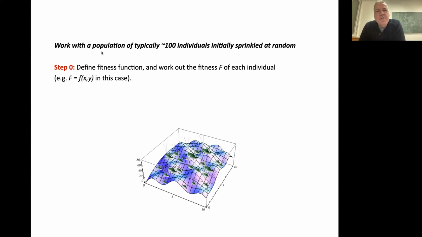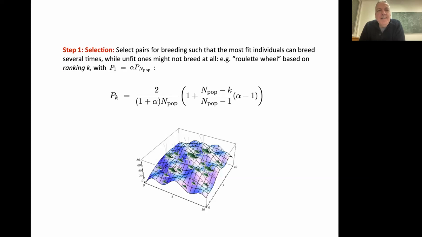Then the first step is you work out the fitness of every creature. You go around the population, look at its phenotype, and work out how fit these are, how close to a solution they are. In this particular example, you could take the function itself to be the fitness because you want to maximize the function. So we could just take the fitness to be the function itself. That's one way to do it.